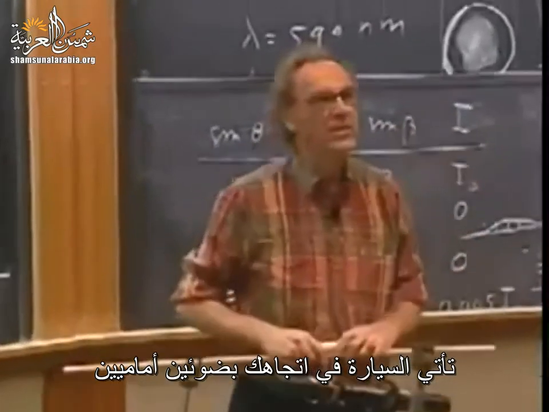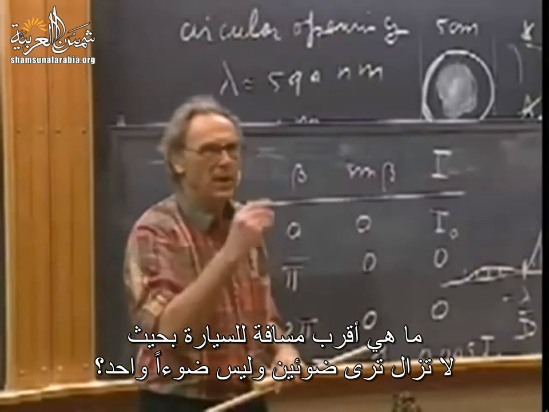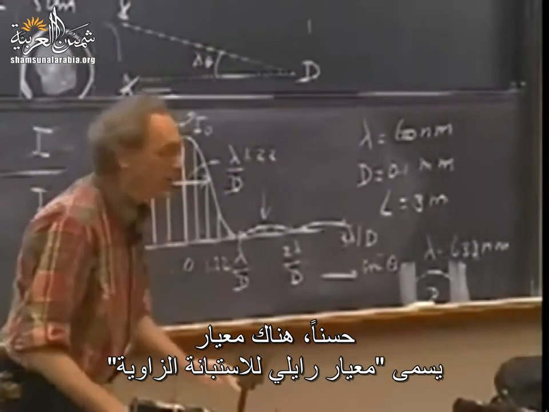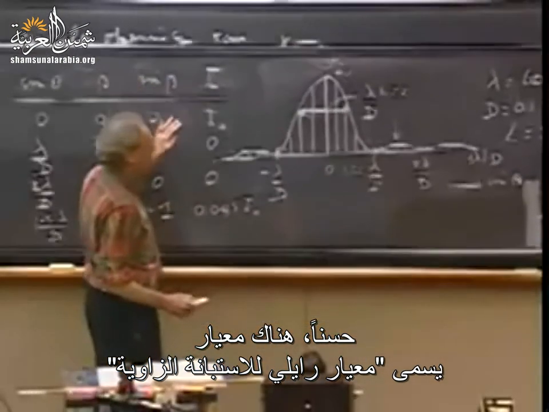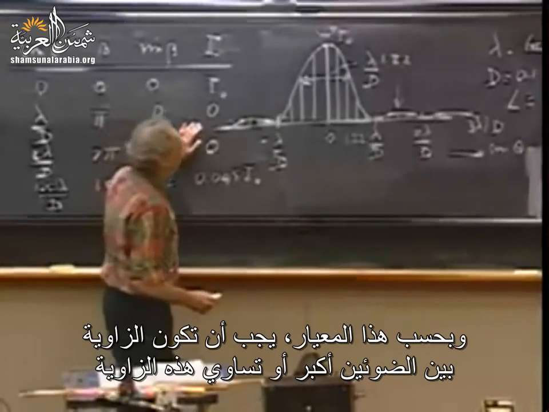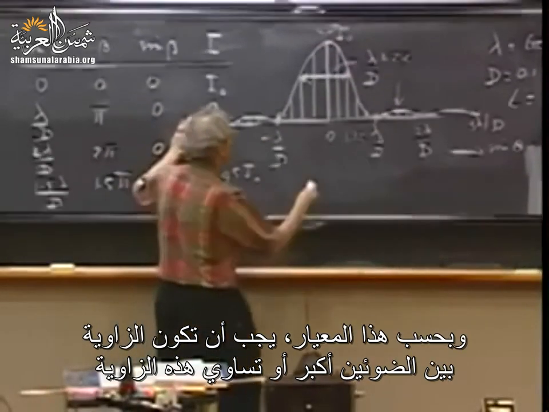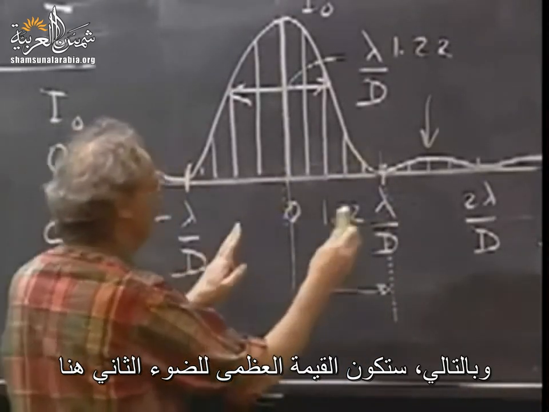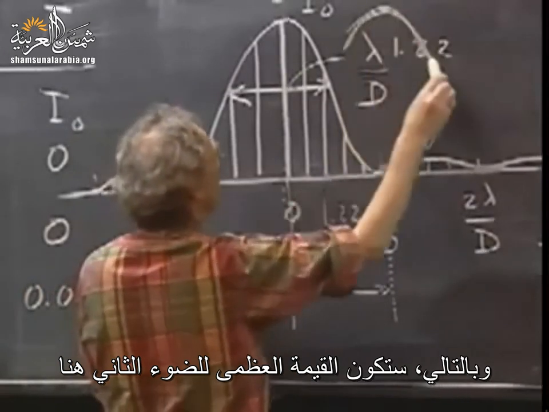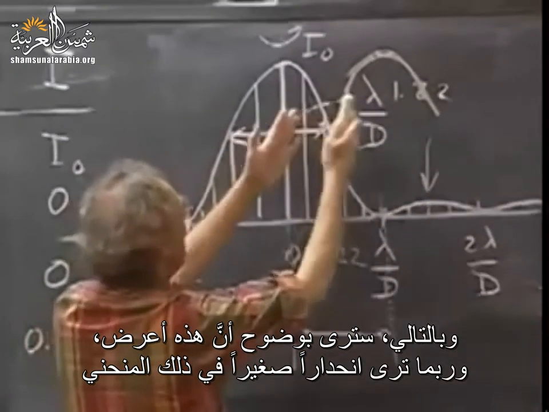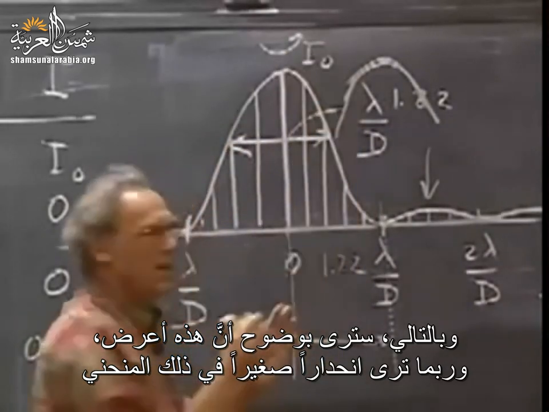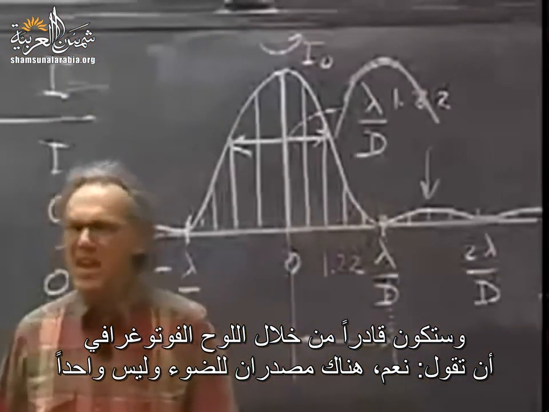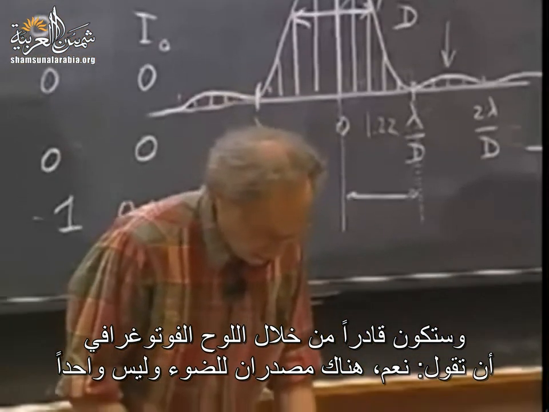A car comes to you with two headlights. How close does the car have to be that you still say, yeah, there are two and not one? Well, that is a criterion which is a little bit arbitrary. It's called the Rayleigh criterion for angular resolution. We want the angle between the two lights to be larger or equal to this angle, so that the maximum of the second light would fall here. And so you would clearly see that this thing is broadened, and you may even see a little dip in that curve. So on your photographic plate, you would really be able to say, yeah, there are two sources and not just one source.